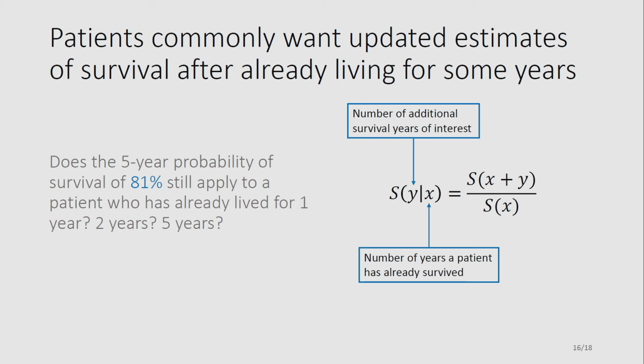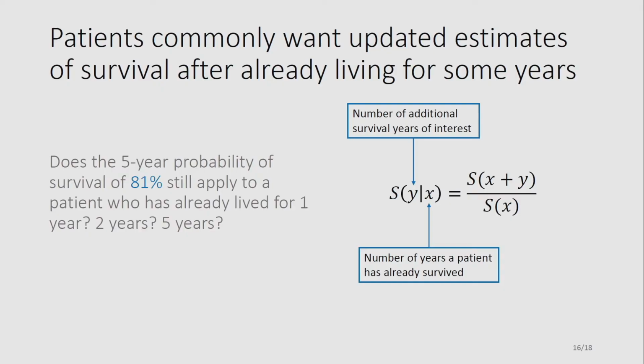This is the only formula I'm showing in my talk today, and it's just division, so don't worry too much about it. The S represents the Kaplan-Meier estimate of survival, and if Y is our number of additional years of interest, and X is the number of years a patient has already survived, we can simply divide the Kaplan-Meier survival estimate for the total amount of time by the Kaplan-Meier survival estimate for the number of years a patient has already survived to get a conditional estimate.